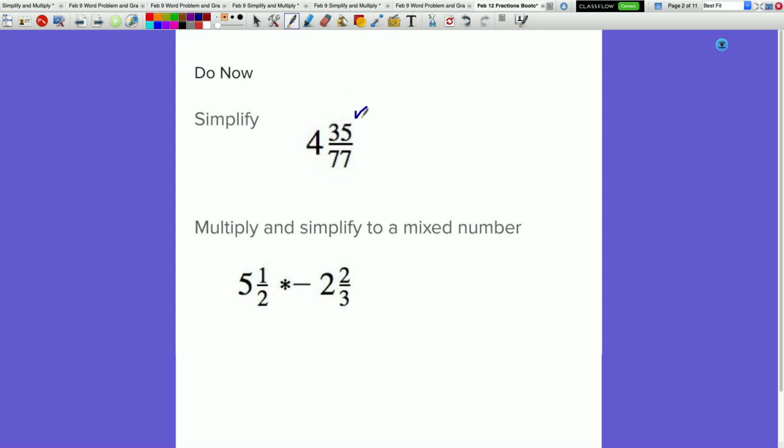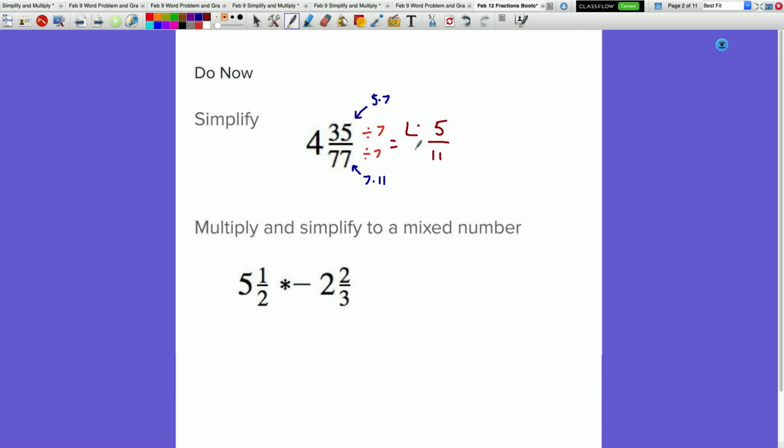When I look at these numbers, they should jump out at you as being on our times table. 35 is 5 times 7, and 77 is 7 times 11. Well, they both are divisible by 7 or have a factor of 7, so we should be able to divide the top and the bottom by 7 and get a whole number on both sides. So 35 divided by 7, that's just a 5, and 77 divided by 7, that's an 11. Notice it's like we just canceled out those 7s, and now we're left with the 5/11.